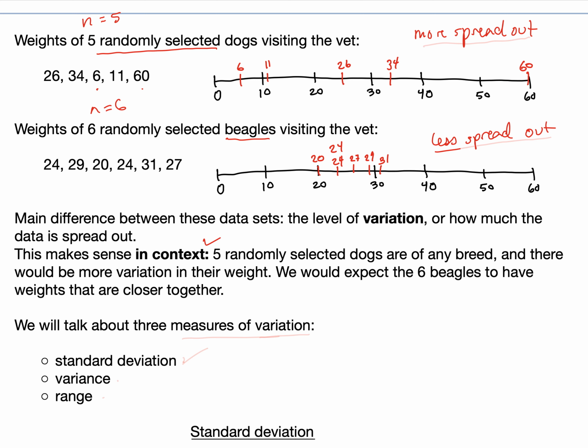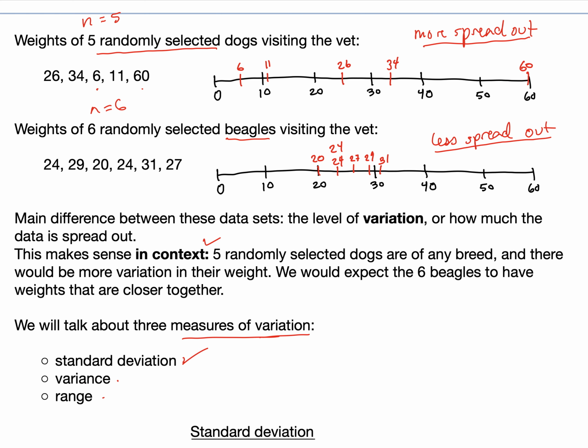Okay, so we are going to talk about 3 ways to measure this idea of how spread out a set of data is. So we're going to talk about 3 measures of variation, and those measures of variation are the standard deviation, the variance, and the range. For us, the standard deviation will be the most important one that we talk about the most often, but these 3 different measures, standard deviation, variance, and range, will all be larger in the case that the data is more spread out, and they will all be smaller in the case that the data is less spread out.